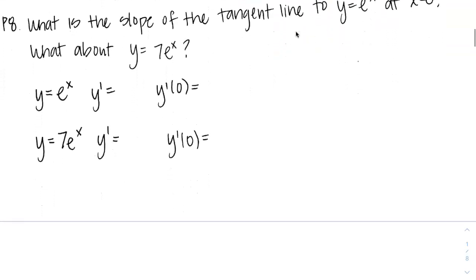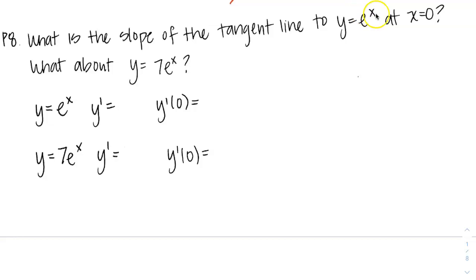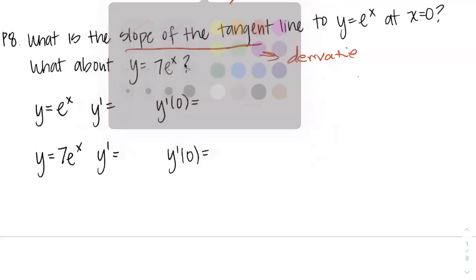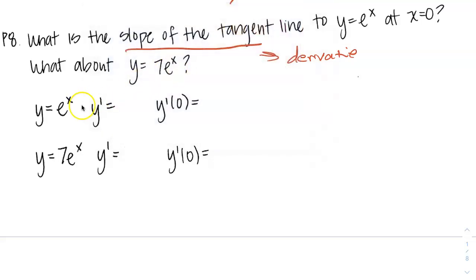What is the slope of the tangent line to y equals e to the x at x equals 0? What about y equals 7e to the x? So key thing here is slope of a tangent line is just code for the derivative. So we just want to know the derivative of y equals e to the x. The derivative of e to the x is just e to the x. Now they want us to substitute 0, so let's do that. e to the 0 is just 1.